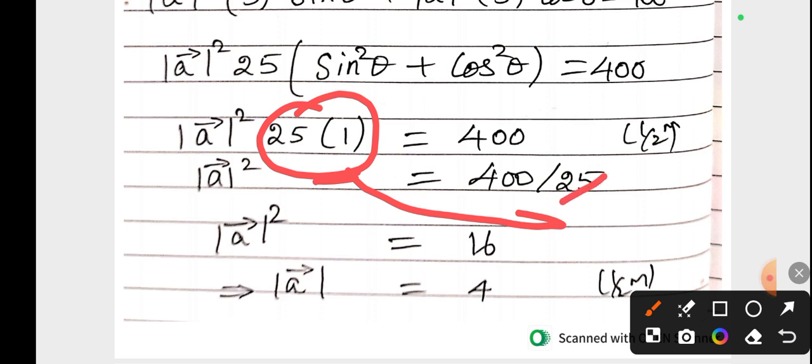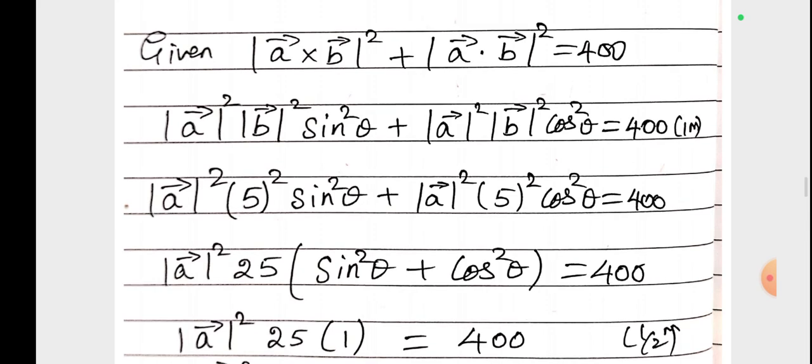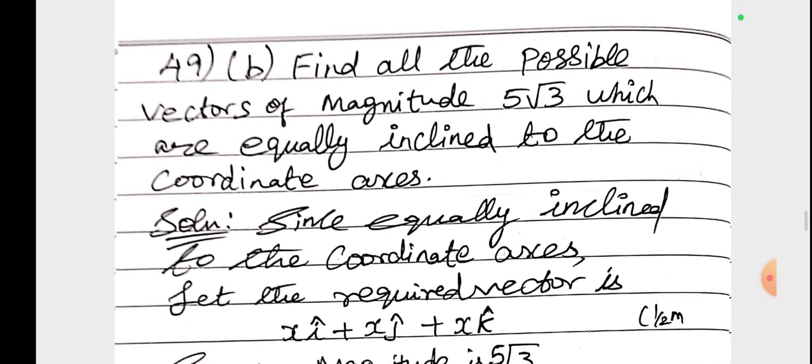Then for writing this 25 step, half a mark. Then 25 and 400, you cancel, get 16. So magnitude of A is 4. Writing like that gets another half mark. So this is actually a 2 mark question. Properly substitute and get the answer. It's a very easy sum if you know both formulas properly. If you have doubts, then ask me, children.